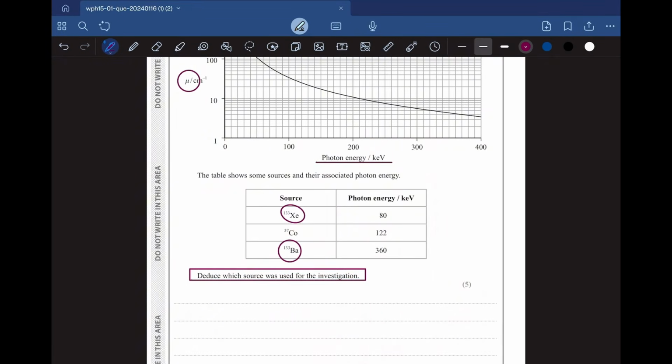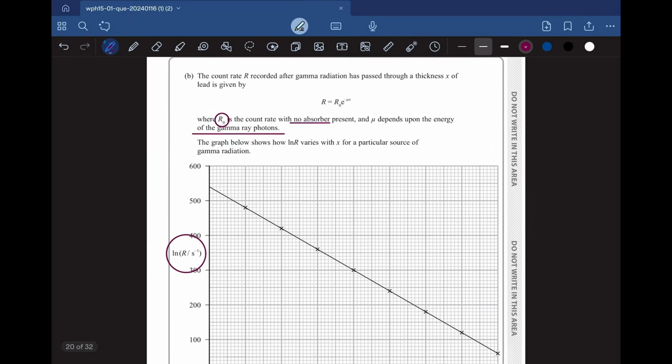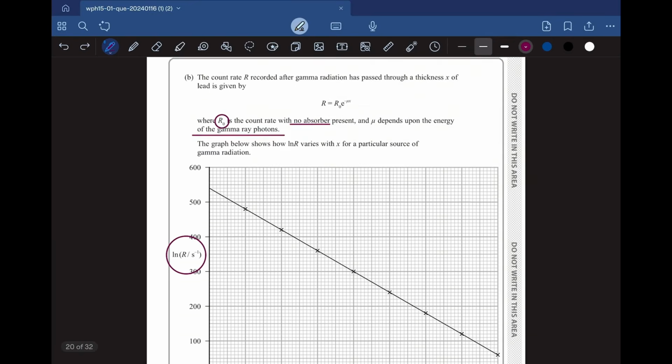After reading all of these questions, it becomes really difficult to understand how we should approach the question. The best possible way to approach this question is just going through the questions one by one. Okay, now let's have a look at the first graph. In the first graph, they have given us a graph of ln r against x.